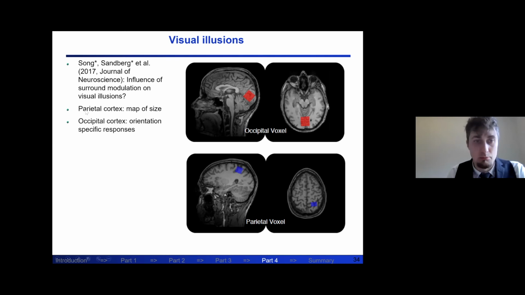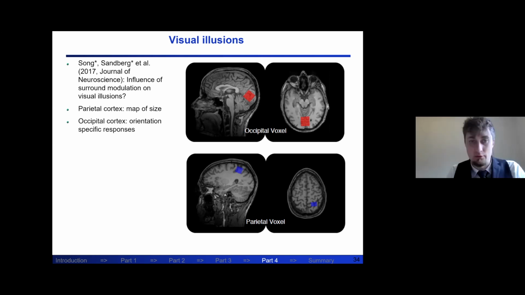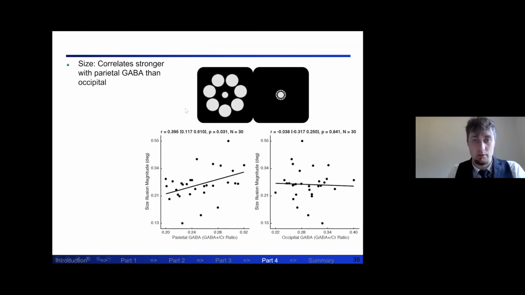Now the parietal cortex has these maps of size, where different size representations inhibit each other horizontally. And similarly, we have orientation representation in the occipital cortex. So we hypothesized that illusions of size would be related to parietal GABA and illusion of orientation to occipital GABA.